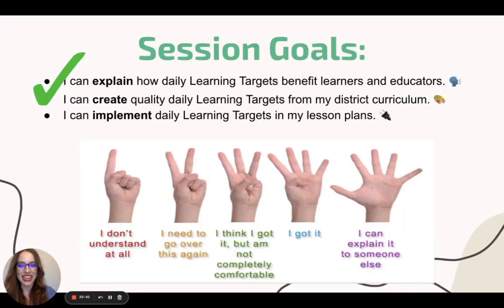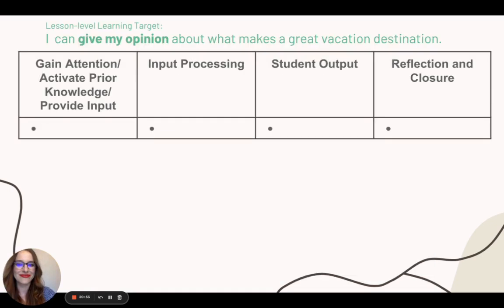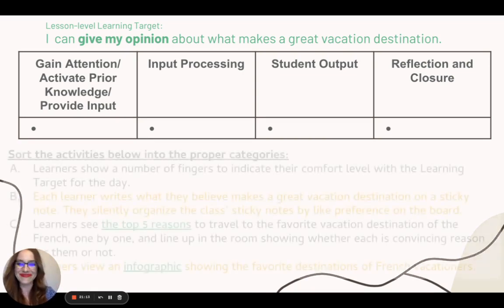Okay, final check-in here. You can explain, you can create, can you implement? Give me what you're thinking, and then you'll be able to prove it. Okay, so here's my lesson level learning target. This is a new one, still working toward that same example unit learning target goal. I can give my opinion about what makes a great vacation destination. Okay, that's presentational here. I'm giving my opinion, not necessarily taking your feedback on it.